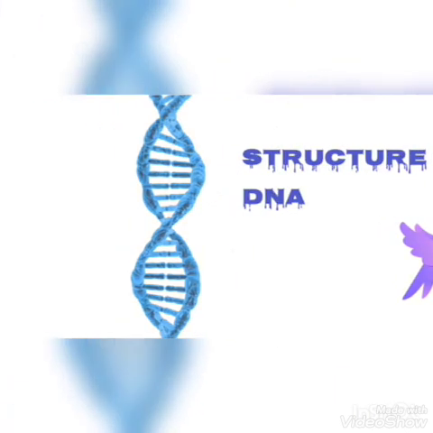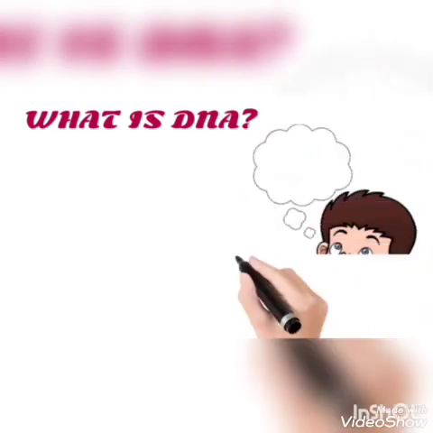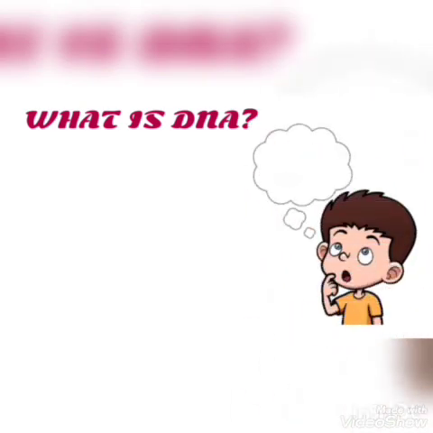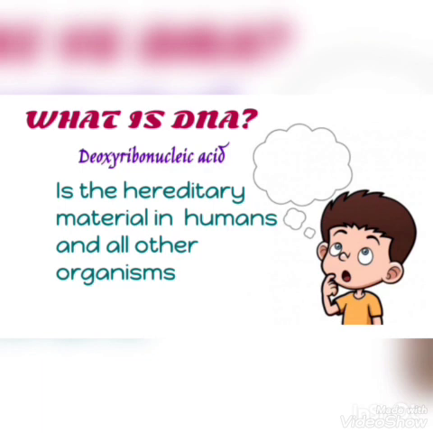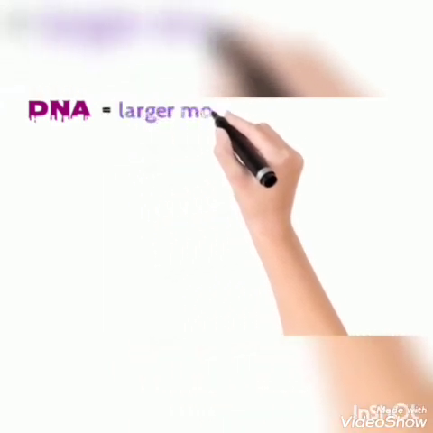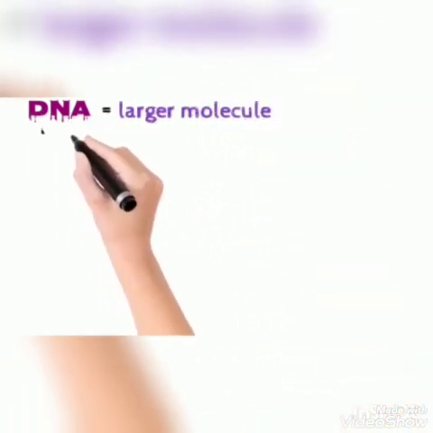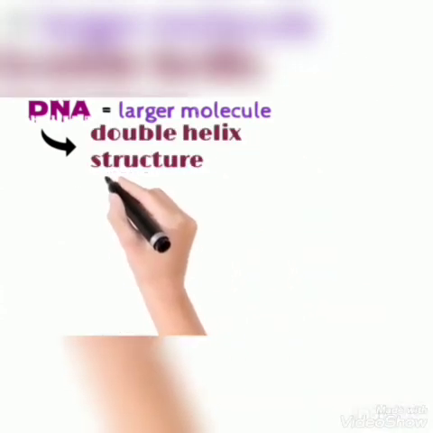Before knowing about the structure of DNA, do you all know what is DNA? Yes, it is nothing but deoxyribonucleic acid. It is the hereditary material in humans and all other organisms. DNA is a larger molecule and it has a double helical structure and is made up of smaller units called nucleotides.